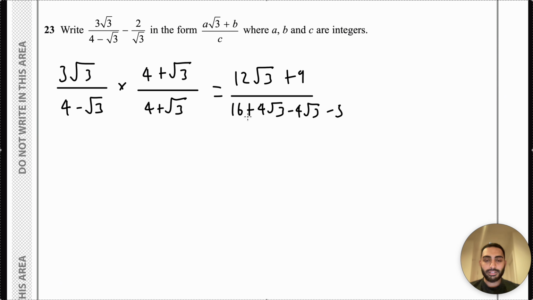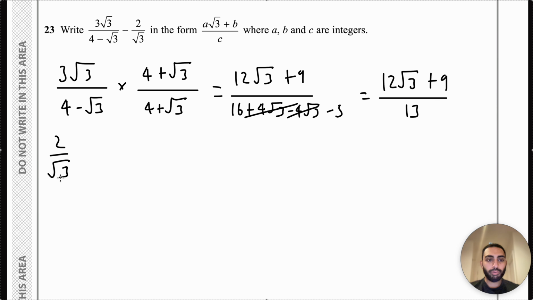I can see I can simplify that bit. That would cancel each other out, which is what we're aiming for. So now we're left with 12 root 3 plus 9 over 16 take away 3, which is just 13. So I've rationalized the denominator for the first fraction. I need to do the same thing with this other fraction.